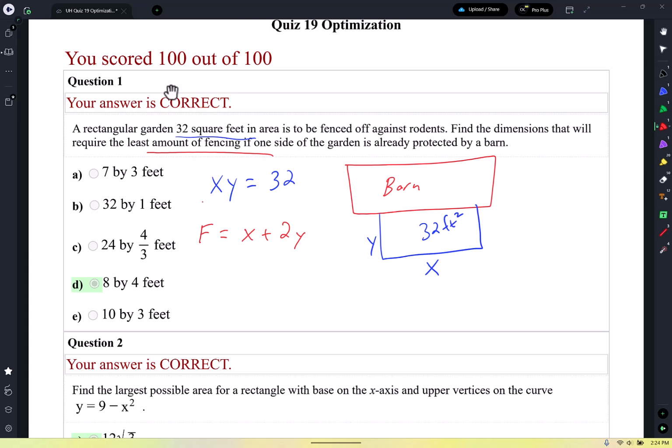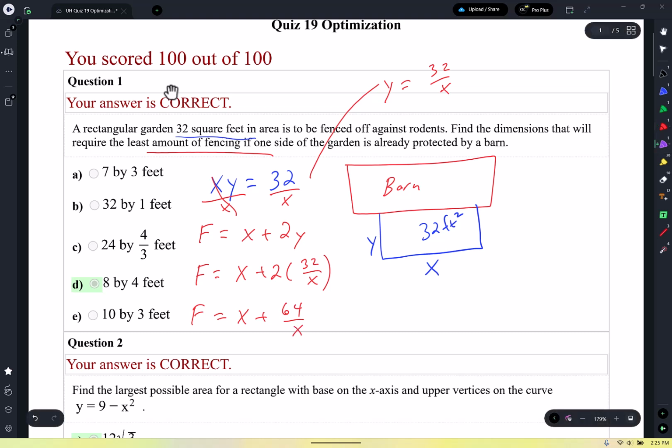I'm going to divide both sides by x for my restriction equation so I can get my f in terms of just one variable. So y equals 32 over x. That's what I'm going to substitute in for y. x plus 2 times 32 over x. If I double 32, I believe that's 64. So f equals x plus 64 over x.